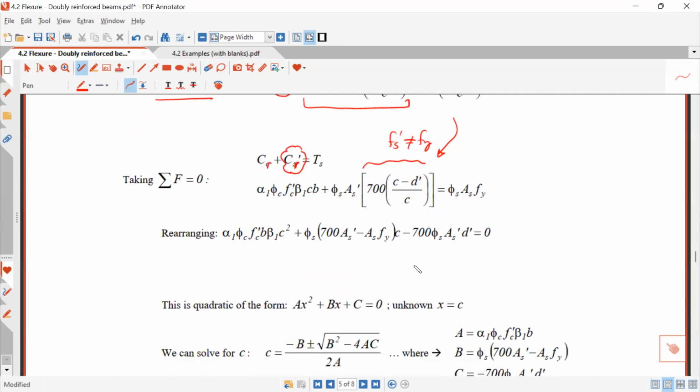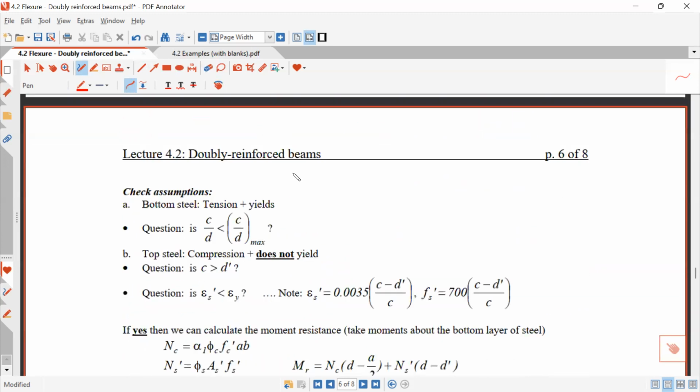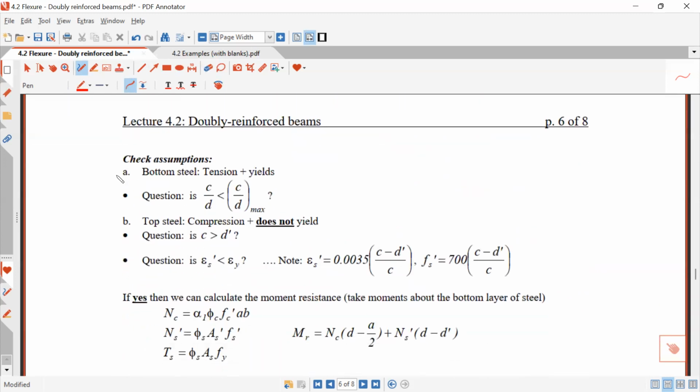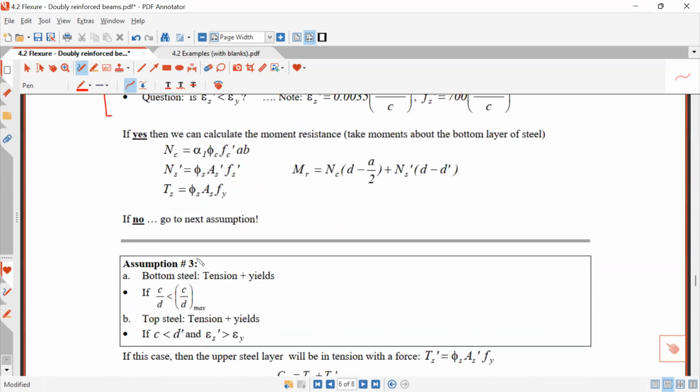So we would do this here and use that here in this equation. And then we would solve for C by solving this quadratic. Okay, so we'd solve this quadratic, and then we would be able to determine C. And then just like the previous case, we'd have to check these assumptions. If they pass, then it's good. If it doesn't pass, then we need to go to assumption 3, where that top steel is actually in tension. I'm not going to cover this one, but that's also possible.